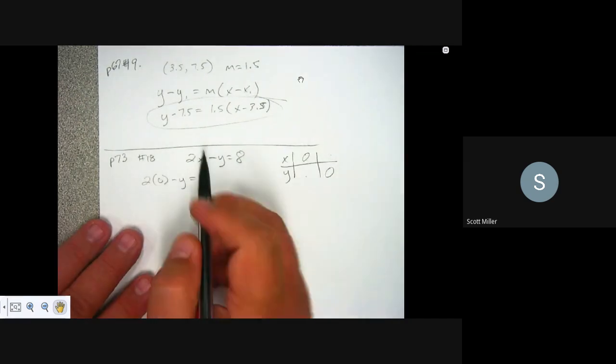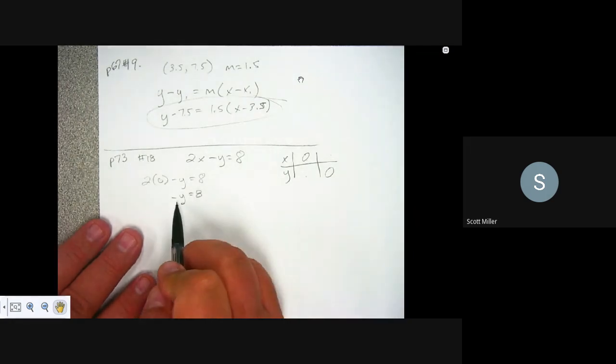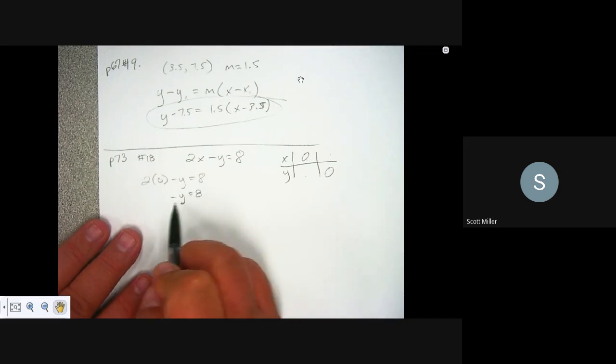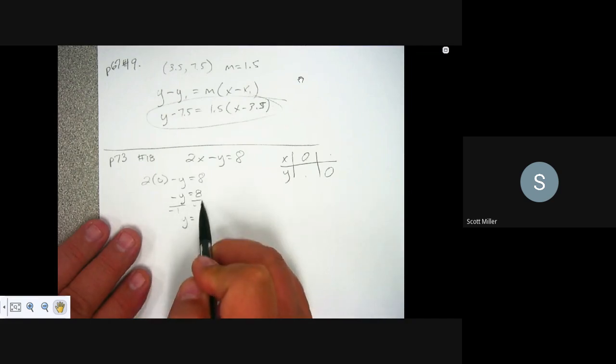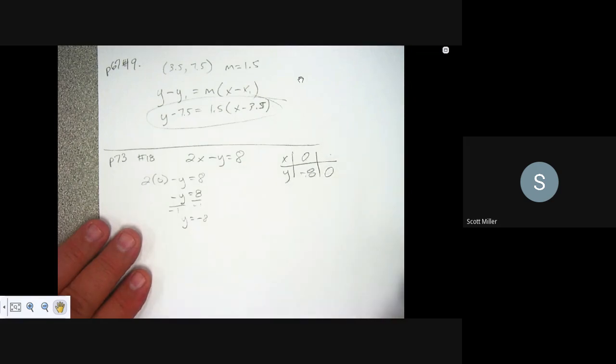2 times 0 is 0, so I have a negative y equals 8, which simply means the negative of what number is a positive 8. For those who know some techniques, you can simply divide by negative 1. 8 divided by negative 1 is negative 8. That is your y-intercept.